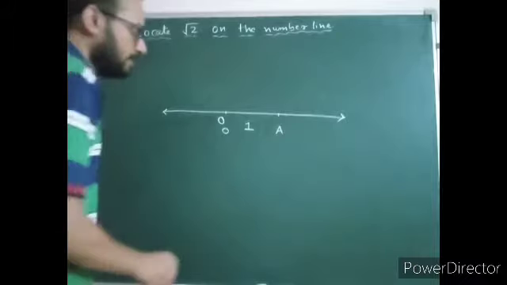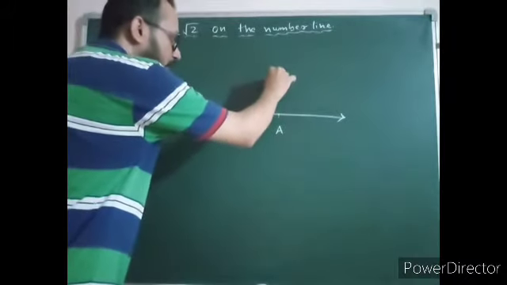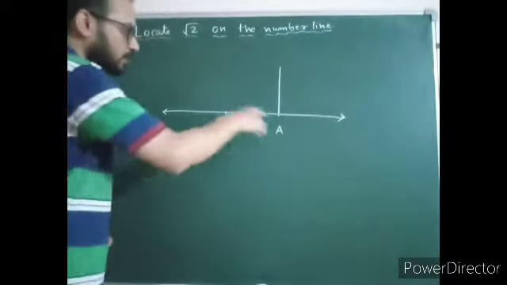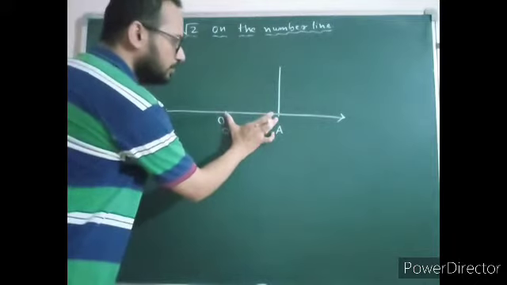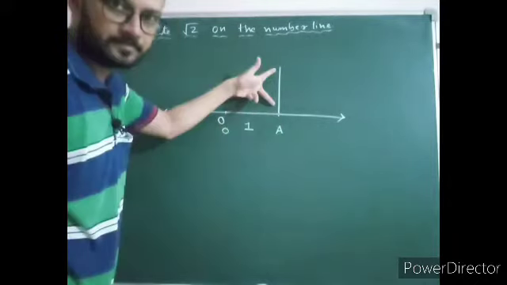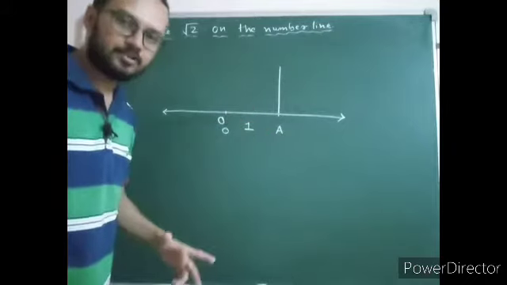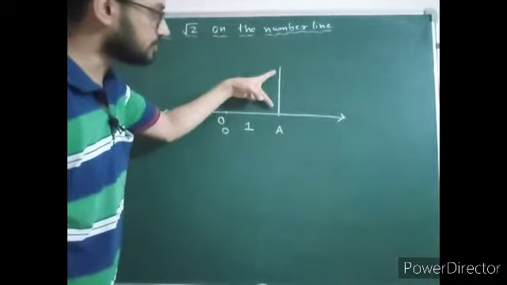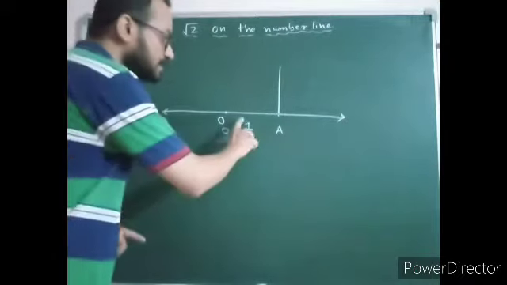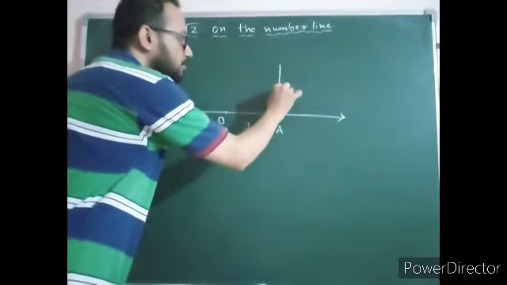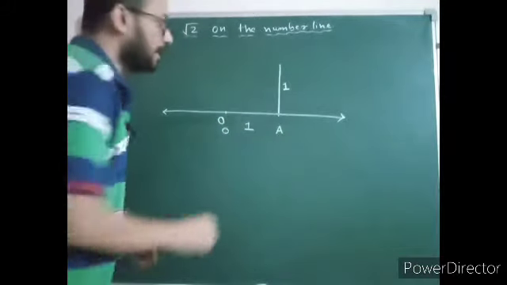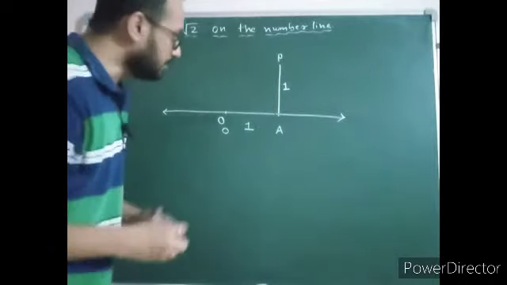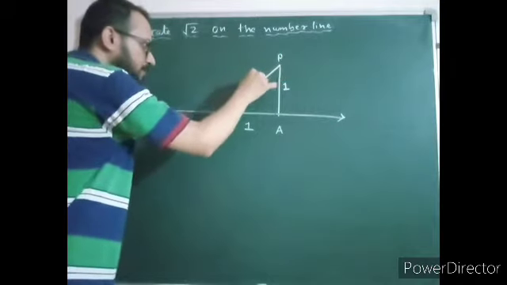Now at this point A, we will draw a perpendicular line to this number line. The length of this perpendicular line segment should be equal to 1 unit, whichever you have taken on the number line. Suppose you have taken 3 centimeter, then you should draw this line 3 centimeter long. If you have taken 4 centimeter, then this should also be 4 centimeter. But it should be the same, which should be considered as 1 unit. So this OA is 1 unit, and name this point as P. So this AP will also be 1 unit. Now here you have to draw OP.